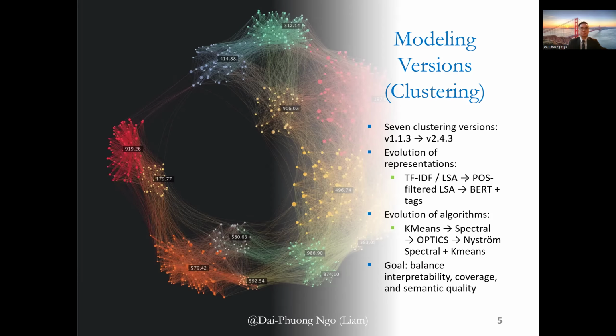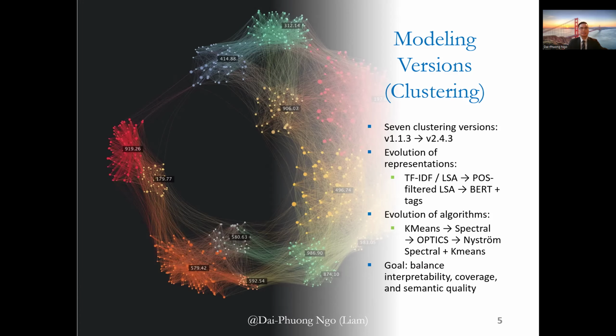In version 1.4.3, I introduced POS-based filtering and spectral clustering in the same LSA space. This sharpens themes and reduces noise, but the representation is still fundamentally linear. The version 2.x family represents a major shift. I moved to BERT embeddings combined with tag features.